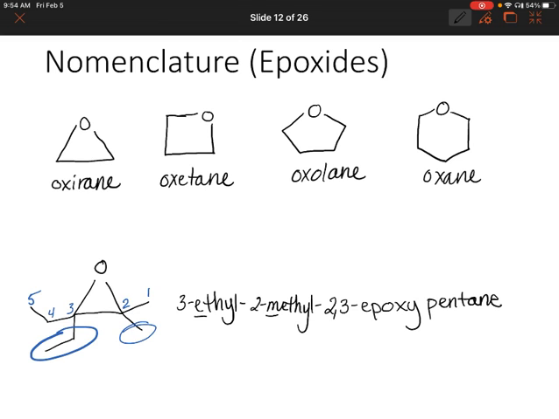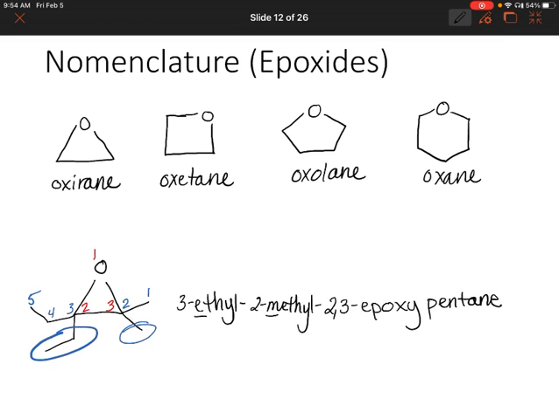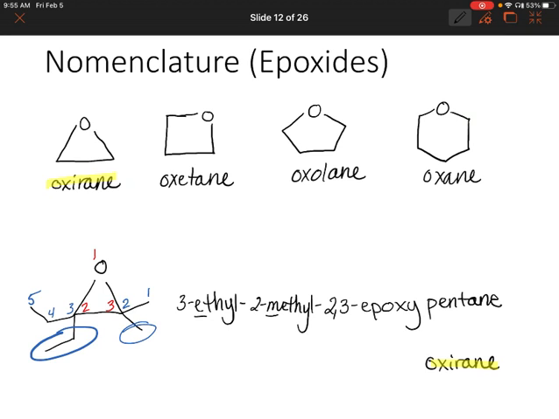Now, there is another way that we could name this molecule. We could refer to the epoxide ring where oxygen is at position 1, and then we just number around the ring. So we would refer to that ring as oxirane, which we saw above. And then we just list where the substituents are on that ring.